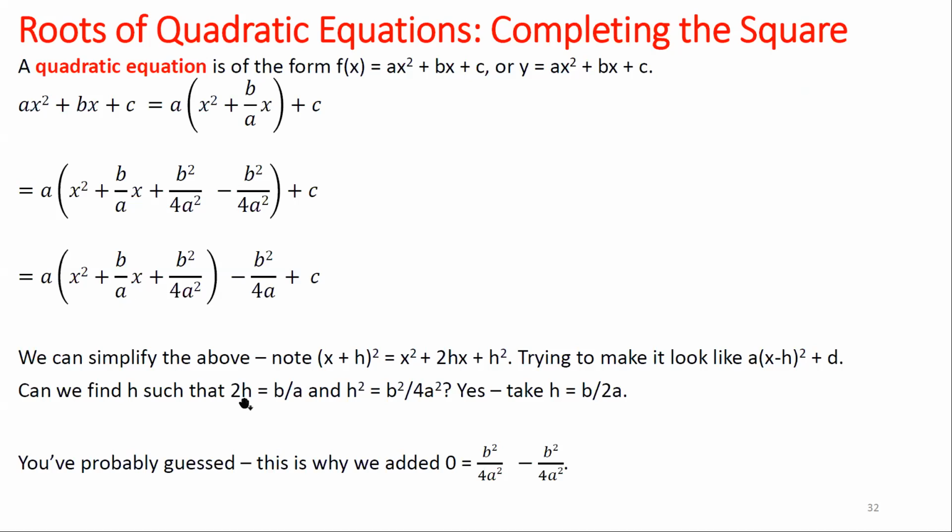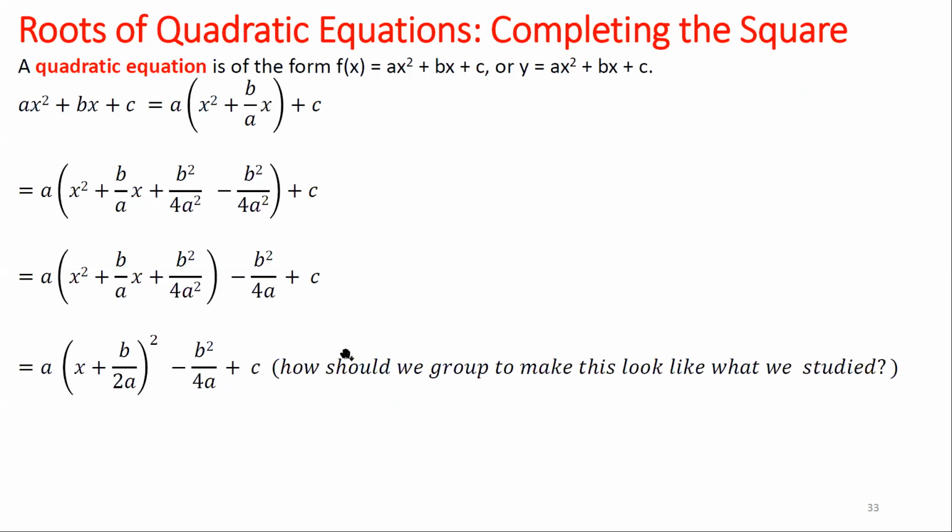So that means 2h is b over a, and h squared is equal to b squared over 4a squared. Can we find an h such that this is true? Yes. If you take h to be b over 2a, then if you square it, you get b squared over 4a squared. And that's why we chose to add and subtract, why we chose to add 0 like this. Because now we can write it very nicely as x plus h squared. So we can write this as a times x plus b over 2a squared minus b squared over 4a plus c.